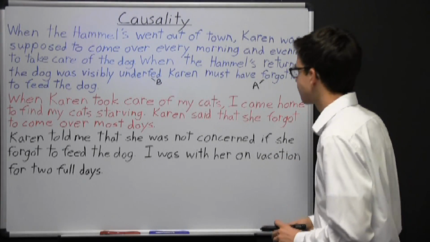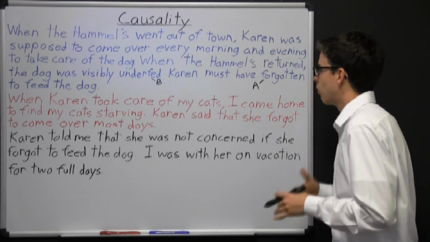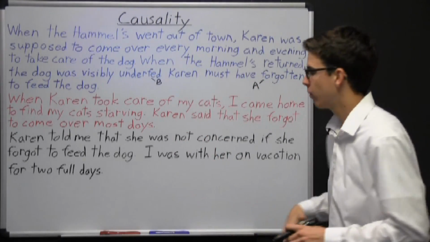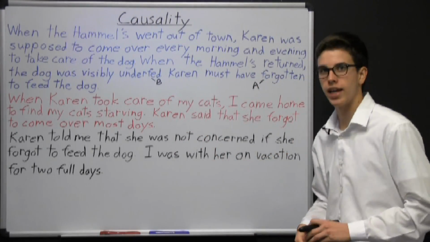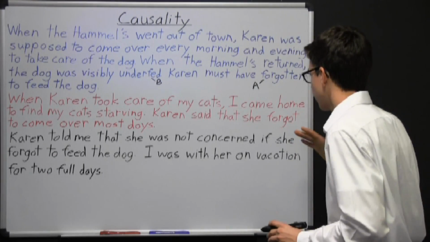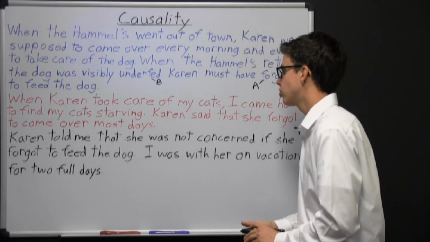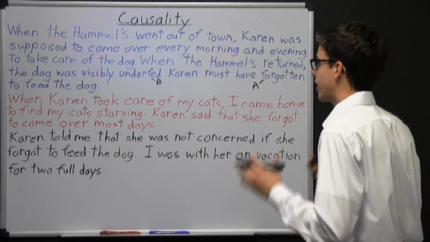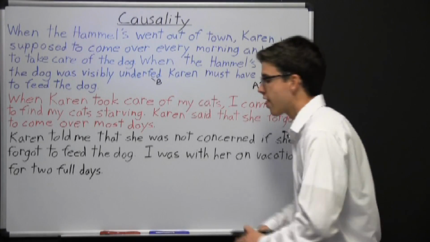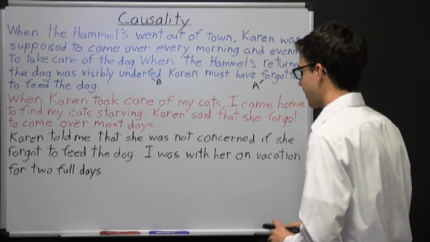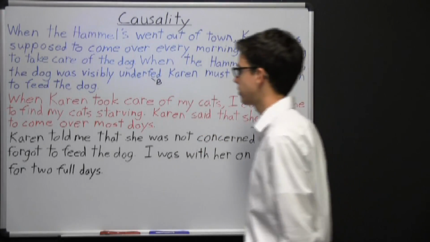The point here is that while it's still possible that A caused B and it's becoming more and more probable, we can't just say it's probable that A caused B because there's so many things that we do not know. But now we come across some more information. Karen told me that she was not concerned if she forgot to feed the dog. I was with her on vacation for 2 full days. Now this completely changes things because we have this new information that's saying that Karen wasn't even concerned if she forgot to feed the dog.